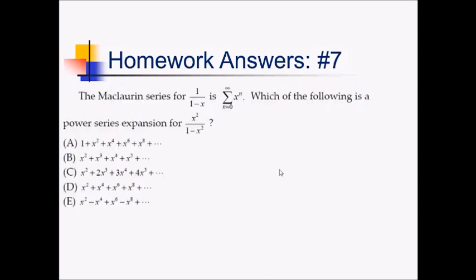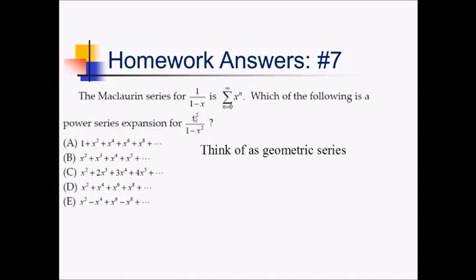For this problem, they're telling us the Maclaurin series for 1 over 1 minus x is this stuff here. Which of the following is a power series expansion for x squared over 1 minus x squared? So on this one, if you haven't seen or encountered Maclaurin series yet, don't worry about that. That's a calculus concept, but you don't actually need to know anything about Maclaurin series to do this problem, because this is essentially a geometric setup here. We can think of this as a geometric series.